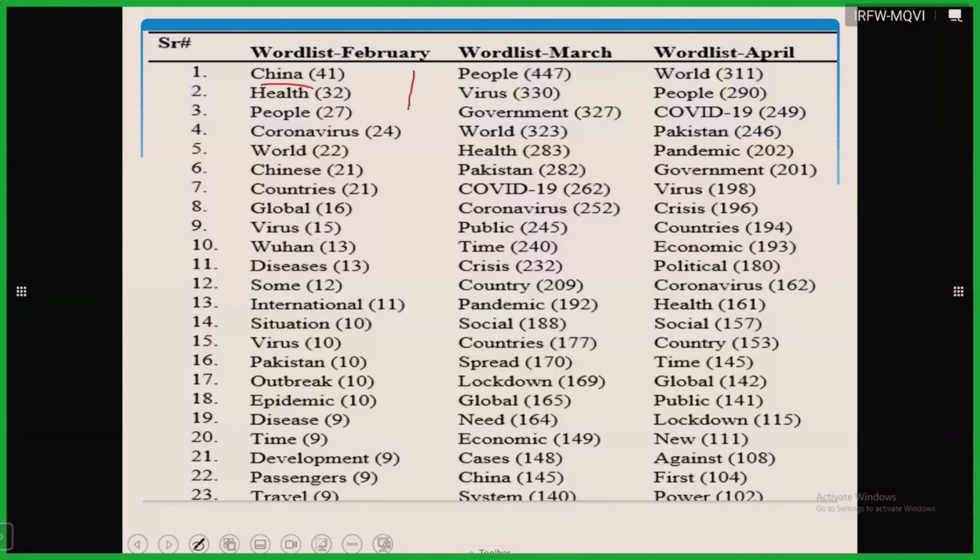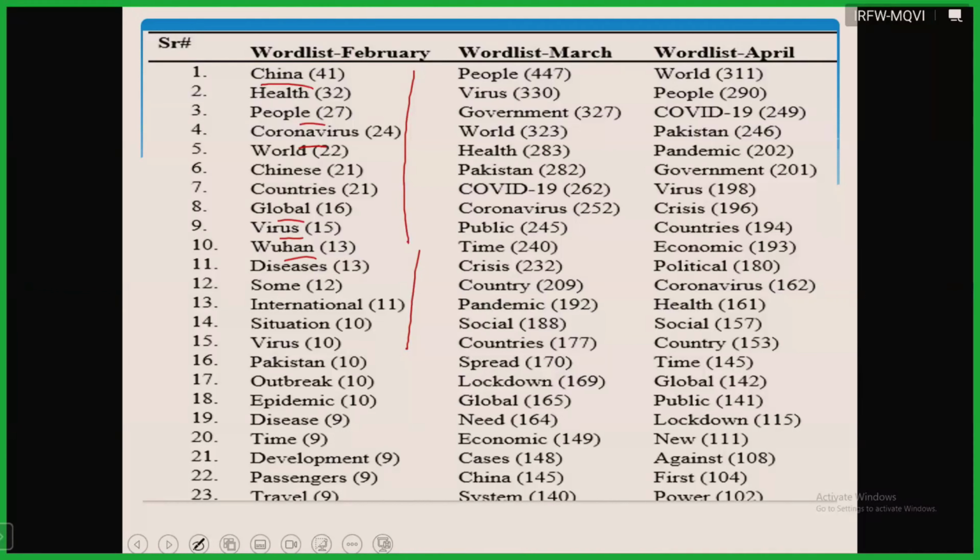For example, you'll see here that in February you have China at the top. You have health, you have people, you have coronavirus. There are different words, right? Now, by just looking at the word list, you can see that there is the word Wuhan, there is the word virus, there is the word global. It means that in our newspaper editorial, they are mostly talking about the world. They are mostly talking about international scenarios. They are talking about Wuhan, that the virus has been initiated from there.